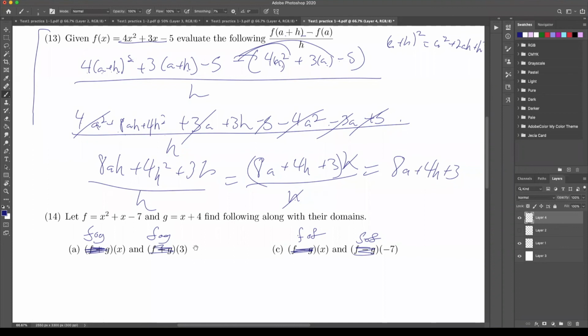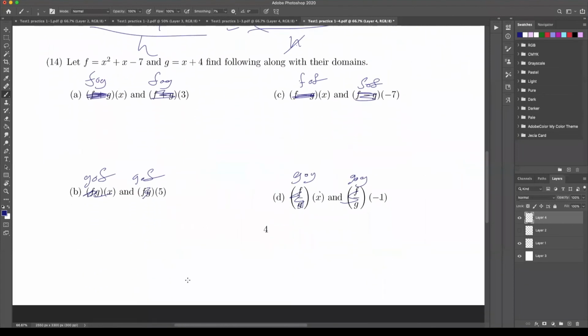And so let's just finish these last two. Let's do this one: f of g of x. Well, g of x is this, so this will be f of x plus 4. If I plug that in, everywhere I see an x, I'm going to put x plus 4.